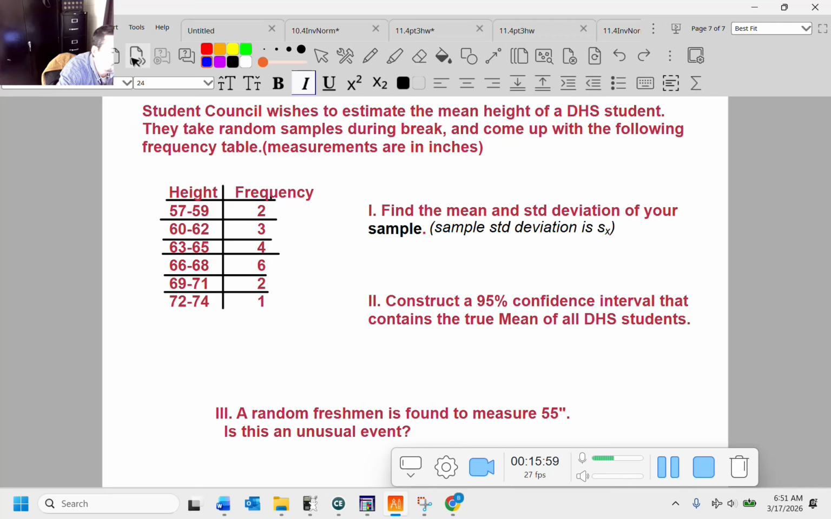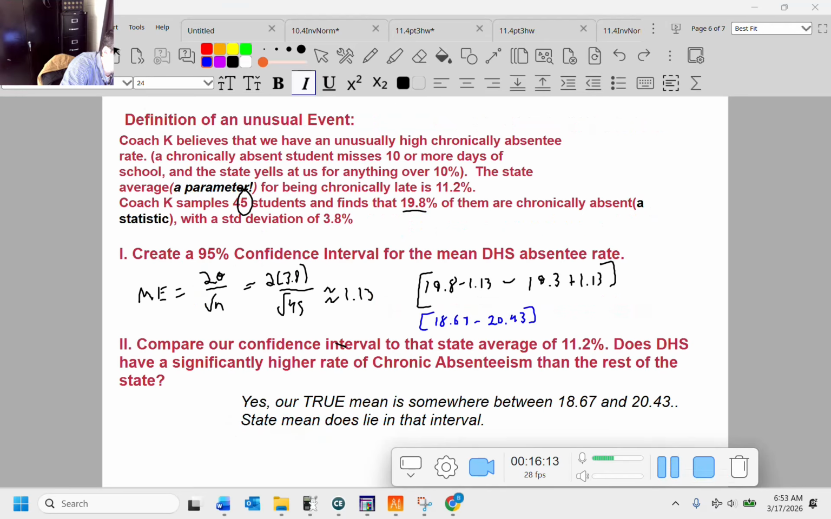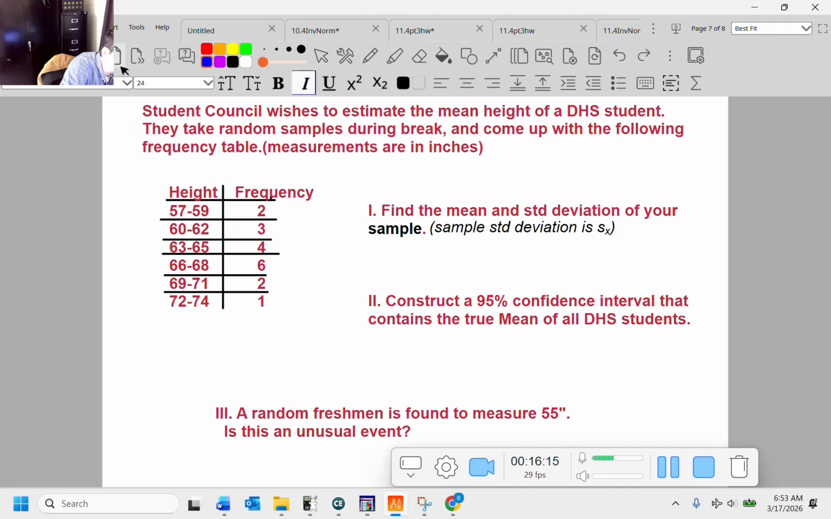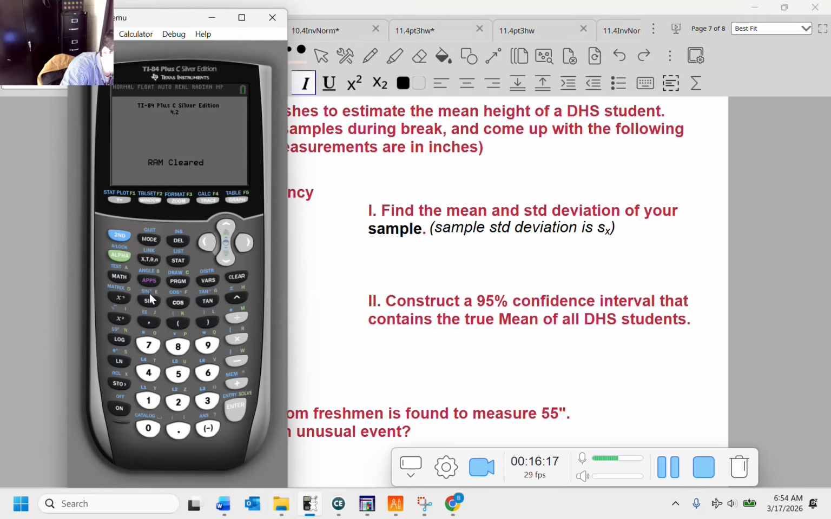So, we got one more to do, and it's a calculator problem. So why don't you put this in your calculator? I'm going to pause for a minute and do the same thing. Anyways, all right, so you pull up your TI-84.